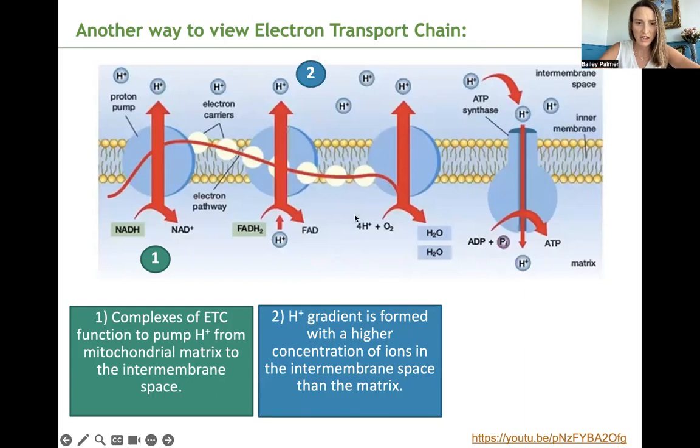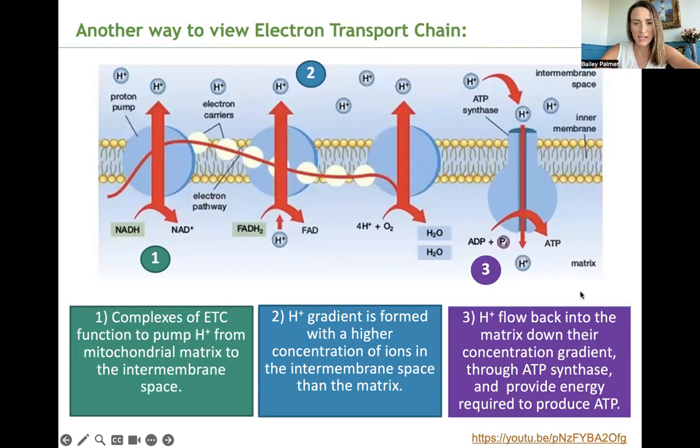So let's look at this one here. This hydrogen gradient is formed, like I just said, with a higher concentration of these hydrogen ions in that intermembrane space, more so than the matrix. Next, we see the electron pathway. In this picture, it's red. So this red electron pathway is where all these electrons are gathered. If you see this little spot right here and these across this pathway, there are electron carriers, and that just helps to carry those electrons all the way across. I'll talk about the purpose of the electrons in just a second.